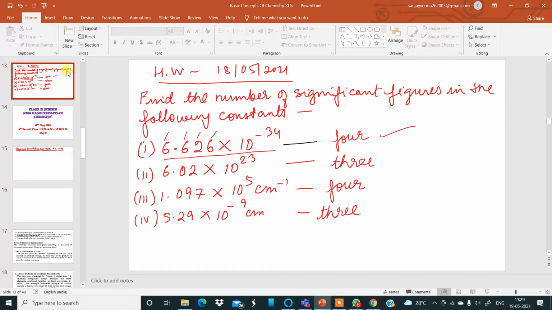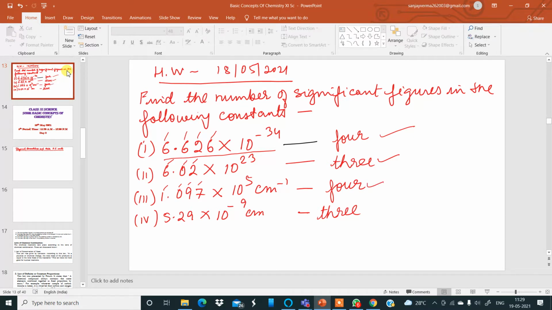The second one, 6.02 into 10 to the power of 23. It is 3. 6, 0, 2, it is 3. Answer is 3. The third one is 1.097 into 10 to the power of 5 per centimeter. It is 4. 1, 2, 3, and 4.